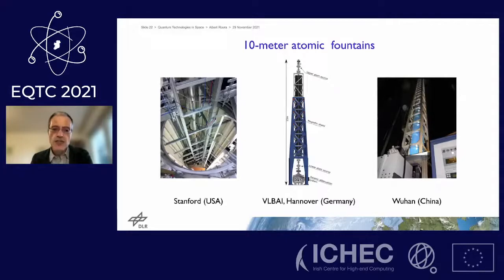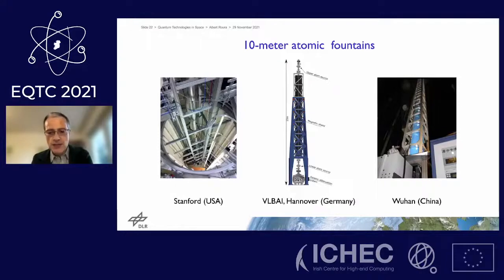And in order to achieve that, one needs to use these 10-meter atomic fountains. The one on the left in Stanford has already delivered a lot of very interesting results in fundamental physics, but there are others in China, and also the one depicted in the middle, which is being commissioned in Germany, in Hanover.